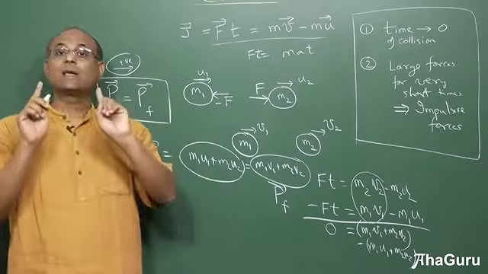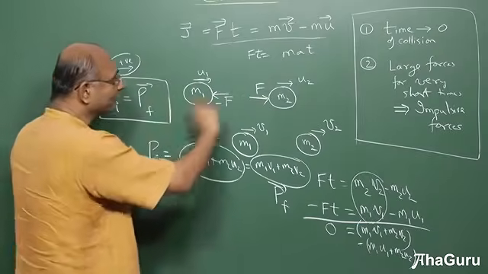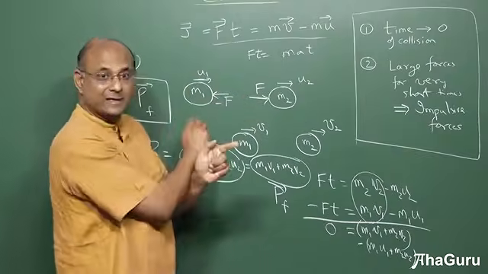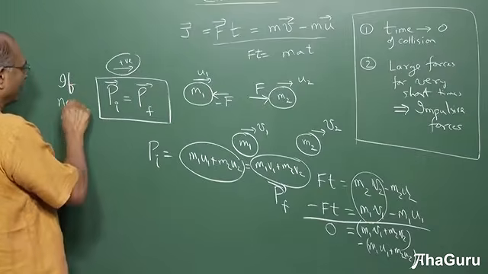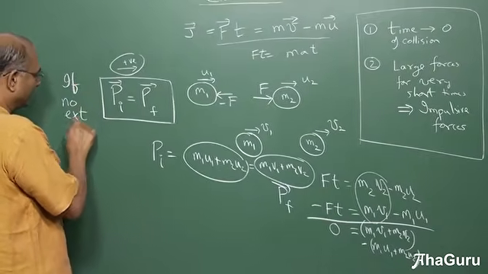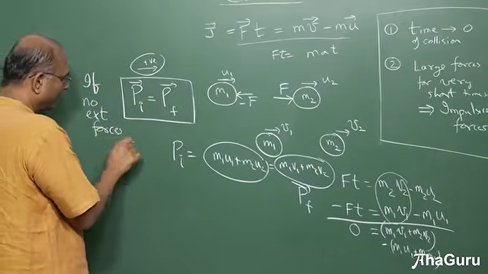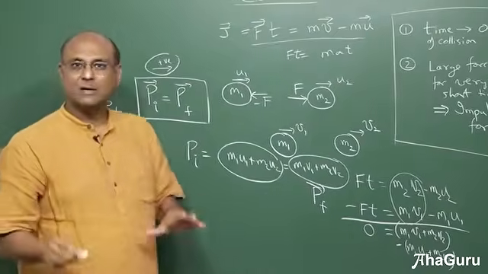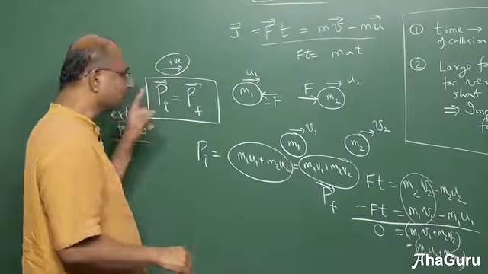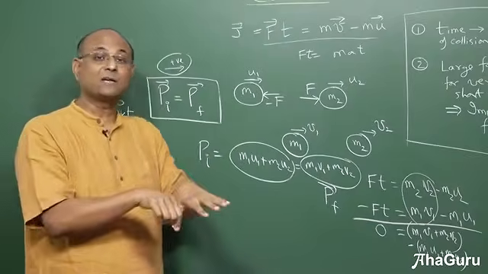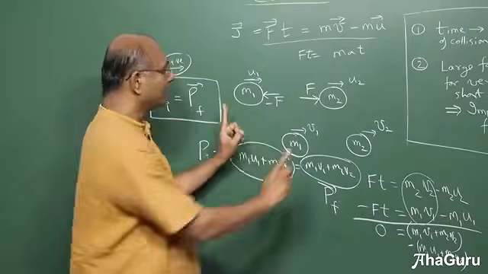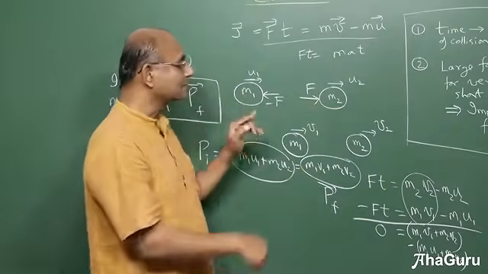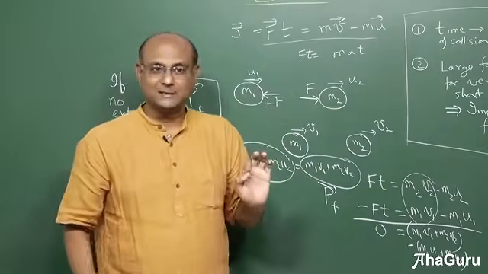Because there are no external forces. Momentum was only changing because there are internal forces. So this is valid if there are no external forces. Well, that's not completely the full case. You can say that this is valid even if there are external forces, but the forces are perpendicular to this direction. Because if I had perpendicular forces, that will not cause a change in momentum in this direction.